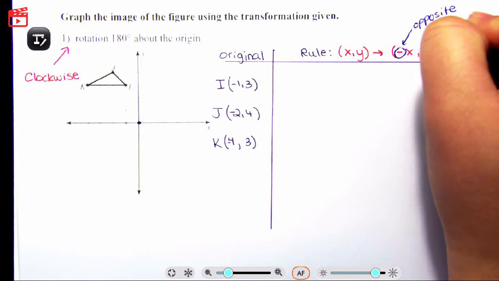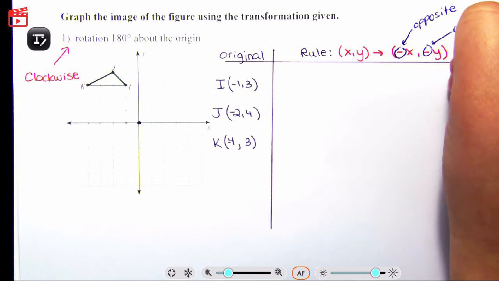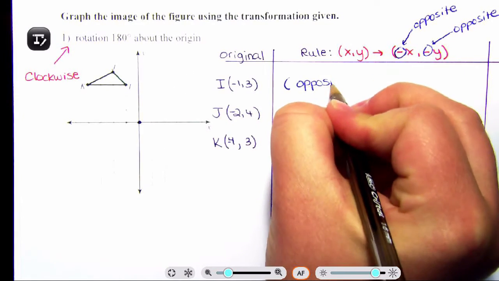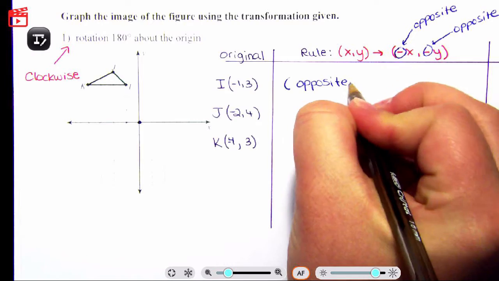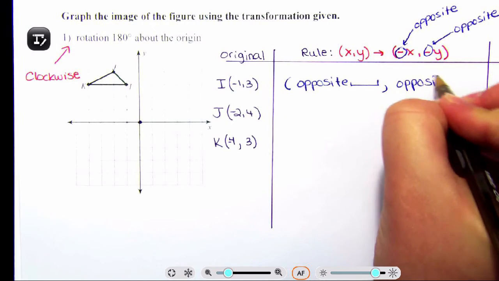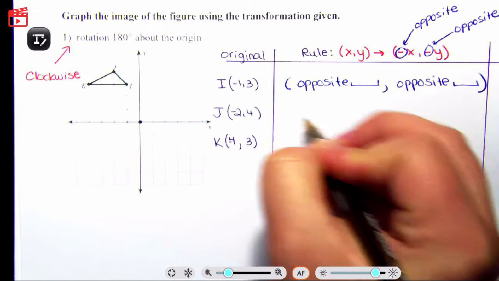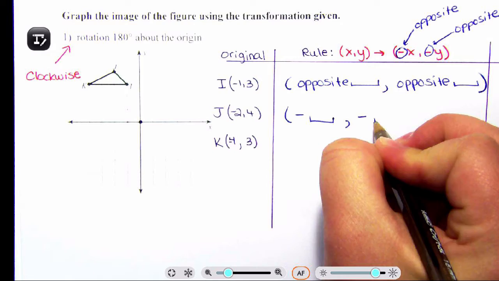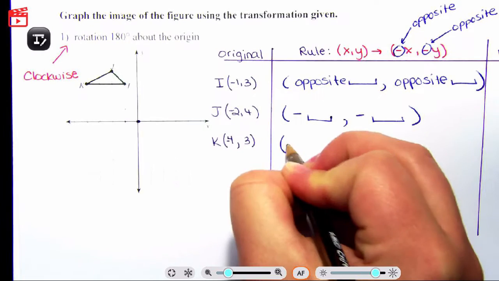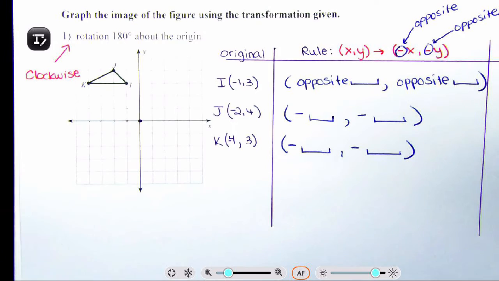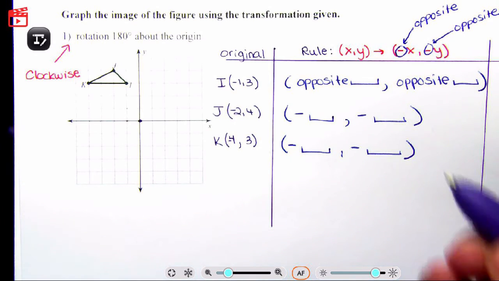Opposite. So think of it this way for your rule. You're doing the opposite of your x value, comma, the opposite of your y value. Again, opposite x, comma, opposite y. It's not a negative. Opposite x, opposite y. And again, I keep referring to the original translation dilation video.